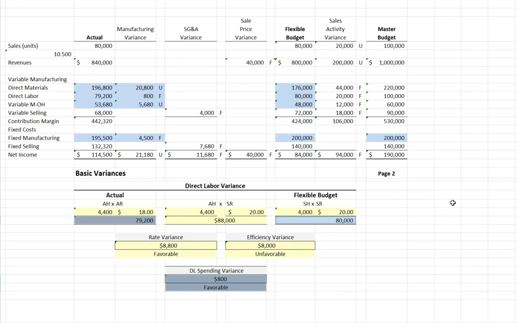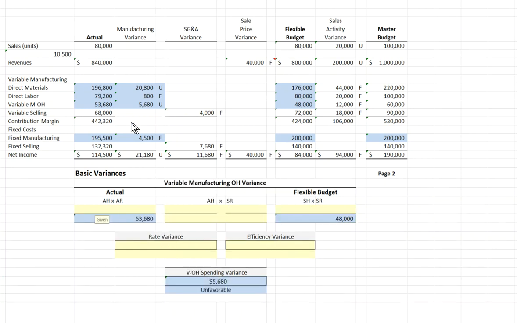Let's go ahead now and calculate our variable manufacturing overhead variances. Once again, we're comparing the difference between our actual expenditures of $53,680 and what we should have spent, the $48,000. That gave us a $5,680 unfavorable variance.